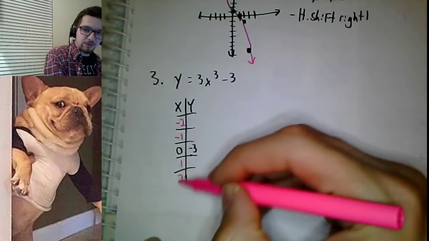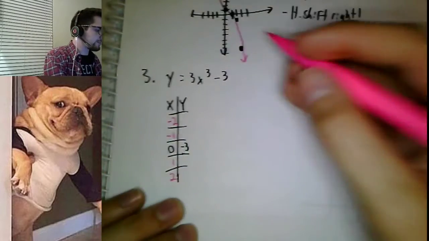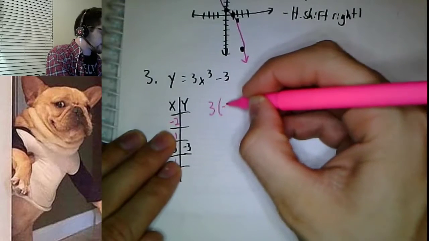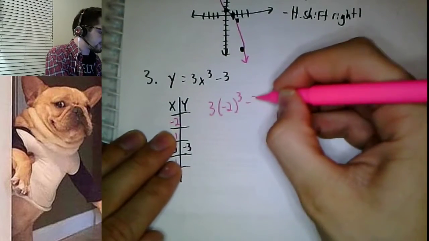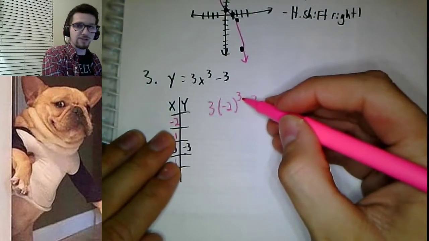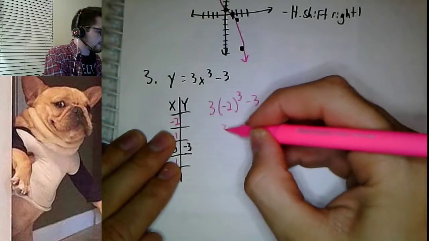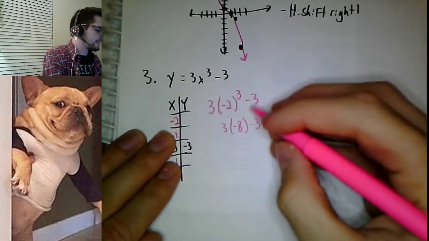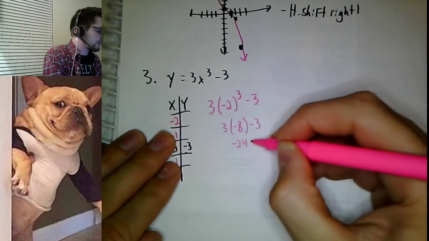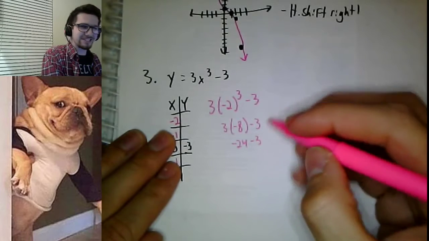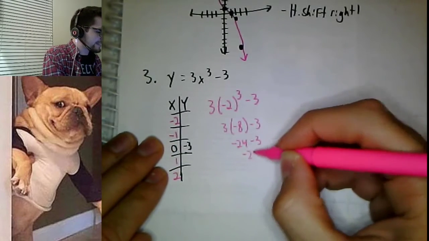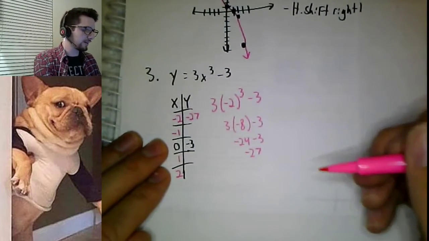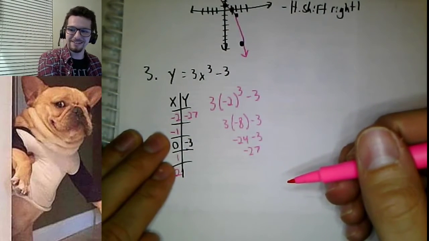Now I have to take these 4 numbers, the ones in pink, and I have to plug them into this equation. So step 1 is -2. 3 times the quantity of -2 cubed minus 3. What's -2 cubed? -8. So 3 times -8 minus 3. What's 3 times -8? -24 minus 3. What's -24 minus 3? -27. That's a big old fat number. We're definitely not going to fit that on our graph.